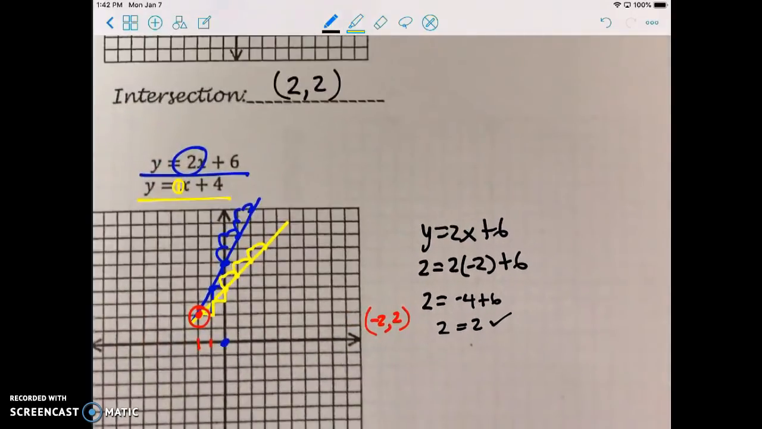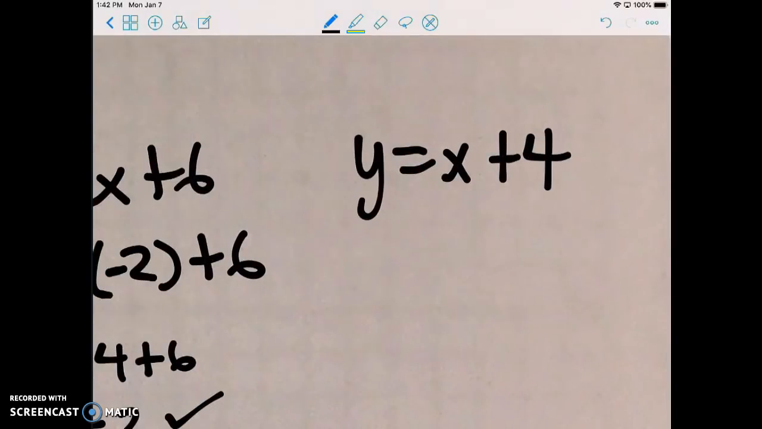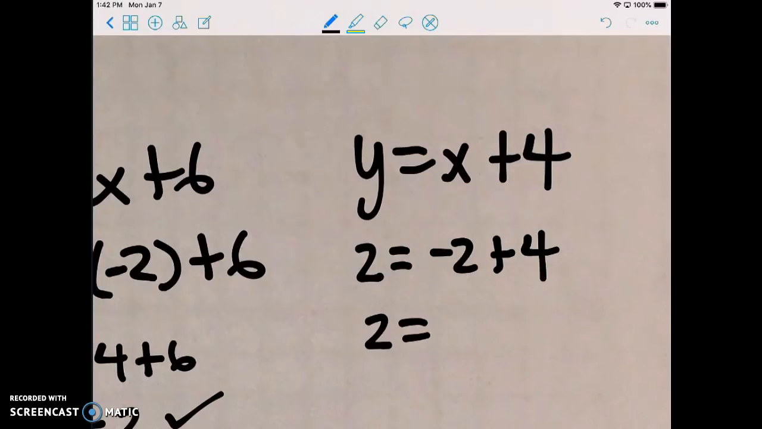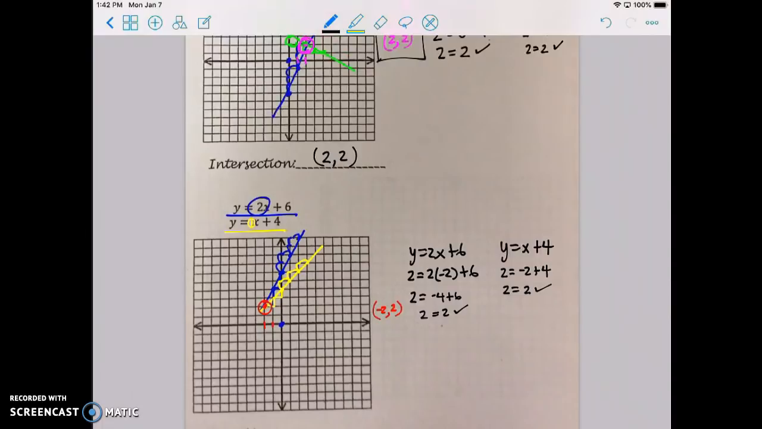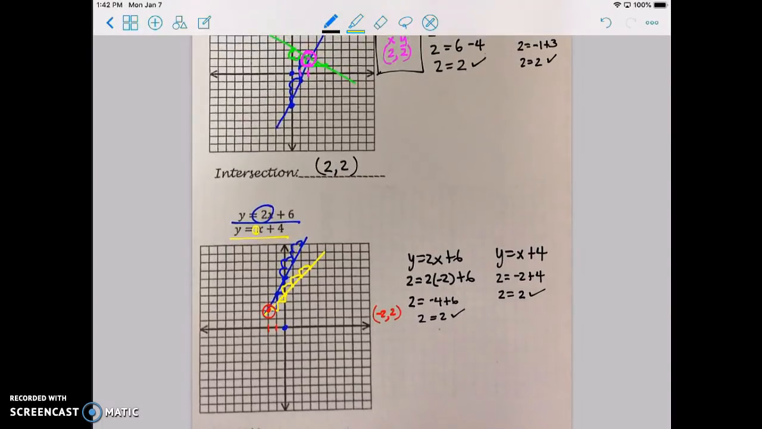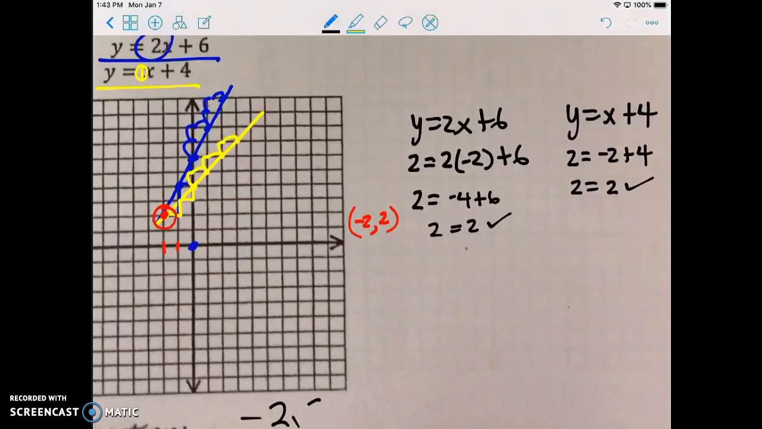And now I check it for the other one. The other equation was y equals x plus 4. So y is positive 2. x is negative 2. Negative 2 plus 4 is positive 2. And it checks. So again, if you happen to pick the wrong coordinate, you are able to check it prior to making that your final response.